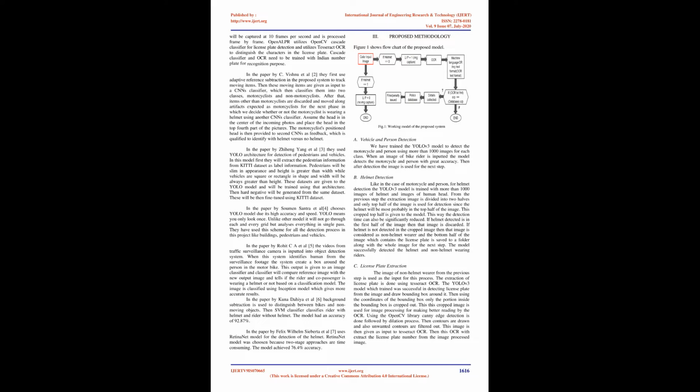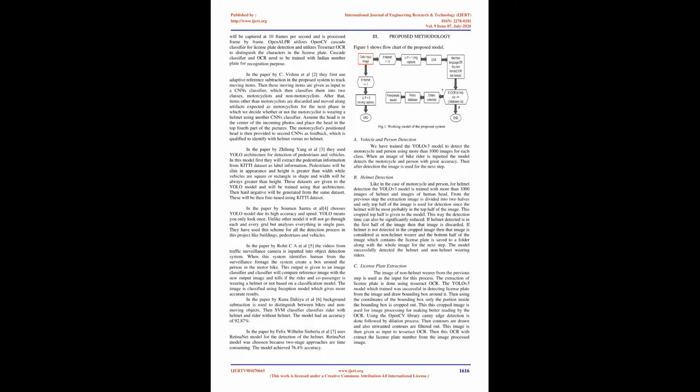Assume the head is in the center of the incoming photos and place the head in the top fourth part of the pictures. The motorcyclist's positioned head is then provided to a second CNN as input, which is trained to identify helmet versus no helmet.